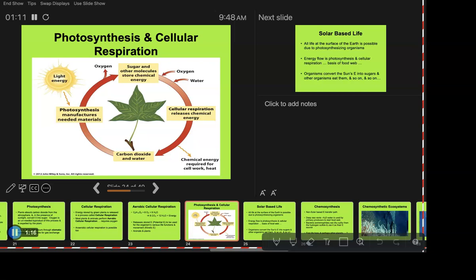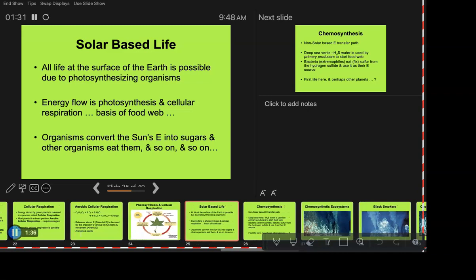But believe it or not, that's not the only food chain on the planet. It's just, I don't even want to say the most common, because yikes, the more we learn about the other one, the more we, well, the more we learn. So that's solar-based life, all right? All energy, all life at the surface of the Earth is possible due to photosynthesizing organisms.